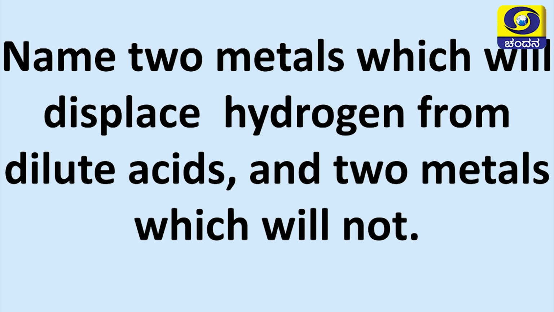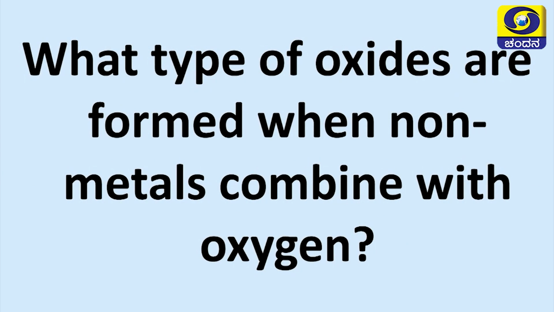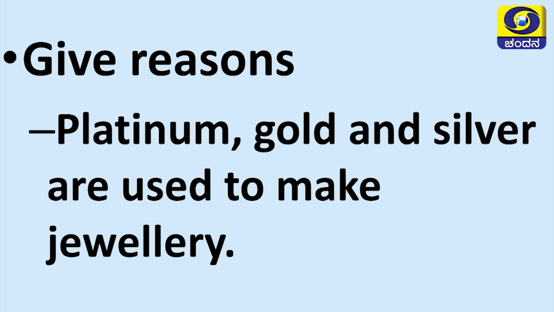Now, another question. Name two metals which will displace hydrogen from dilute acids and two metals which will not displace hydrogen from the dilute acids. Again, here you have to think about the reactivity series. What type of oxides are formed when non-metals combine with oxygen? You have to give reason why platinum, gold and silver are used to make jewelry.